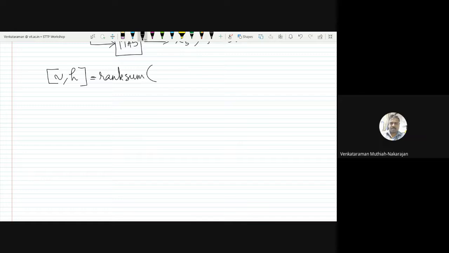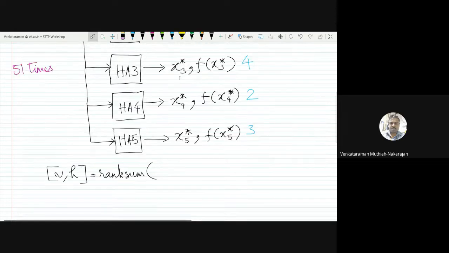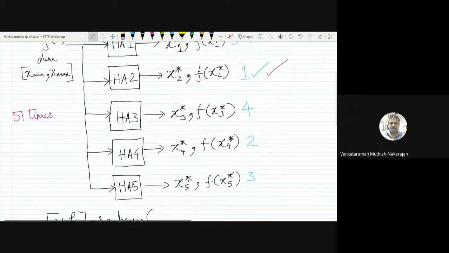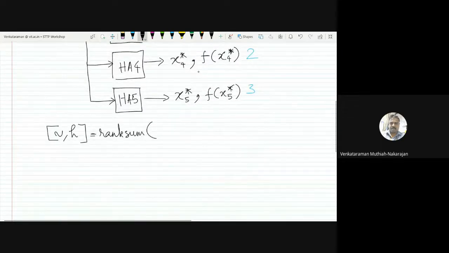Yesterday we saw 5 algorithms, and each of them is generating some output. So you compare two at a time, HA1 with HA2. You run each algorithm 51 times and generate 51 solutions, and you compare the 51 solutions of HA1 with the 51 solutions of HA2. I'll do that in a program in a short while.